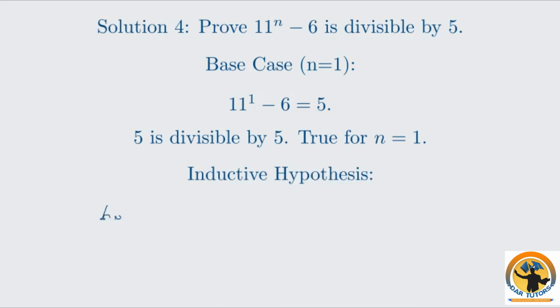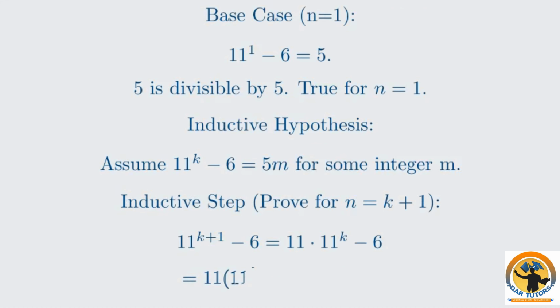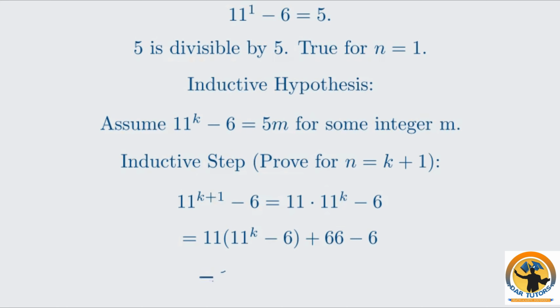Inductive hypothesis. Assume the statement is true for n equals k. That is, 11 to the k minus 6 equals 5m for some integer m. Inductive step. We need to prove the statement for n equals k plus 1. We start with the expression for n equals k plus 1. We can rewrite this as 11 times the quantity 11 to the k minus 6, plus 66 minus 6.